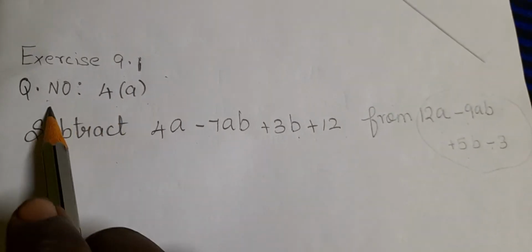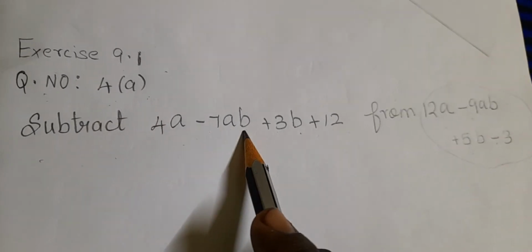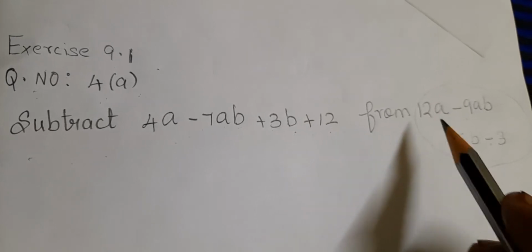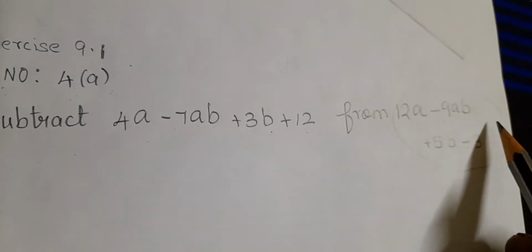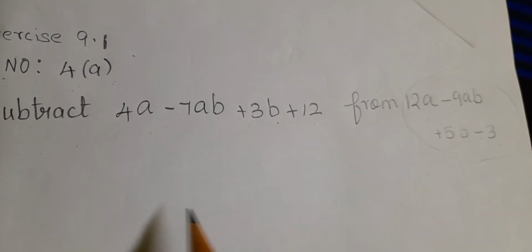Exercise 9.1 question number 4a. Subtract 4a minus 7ab plus 3b plus 12 from 12a minus 9ab plus 5b minus 3. This is a question given from the book. So now let us write.